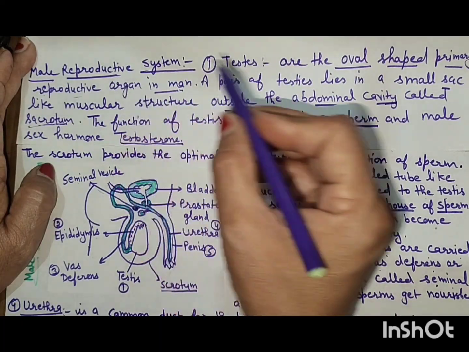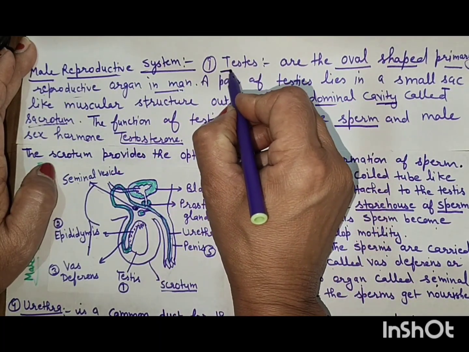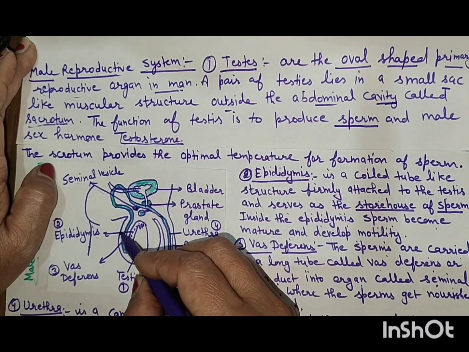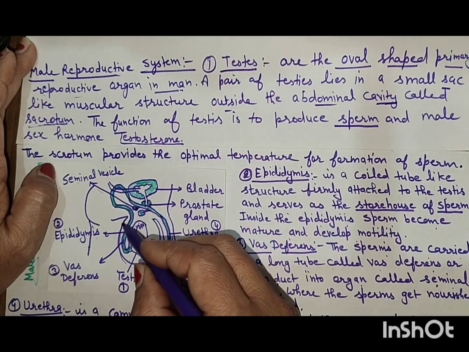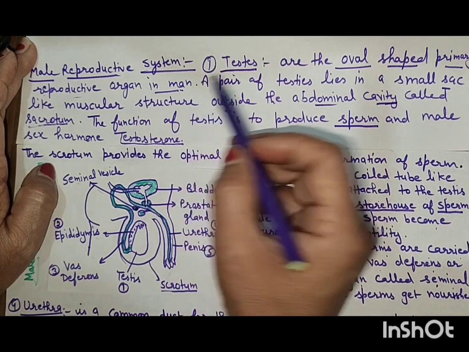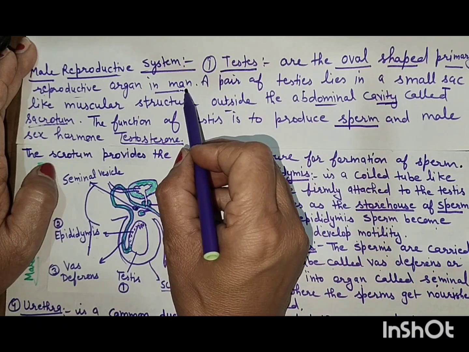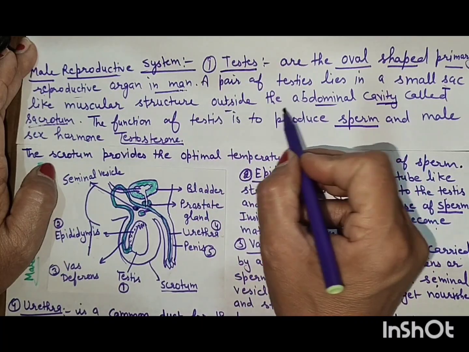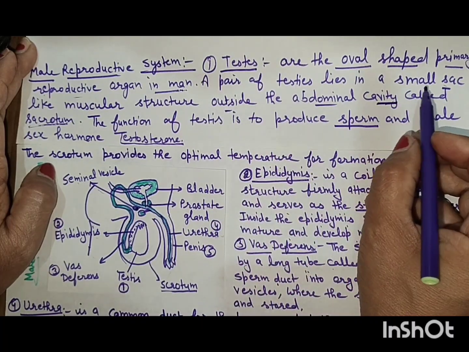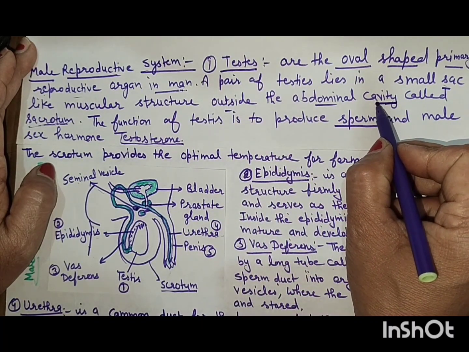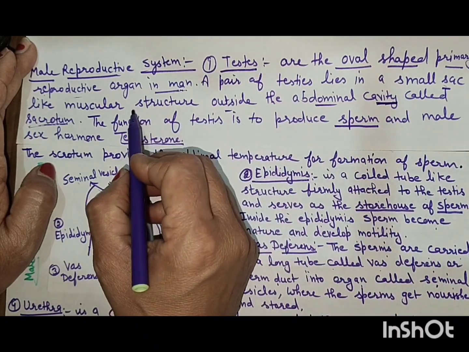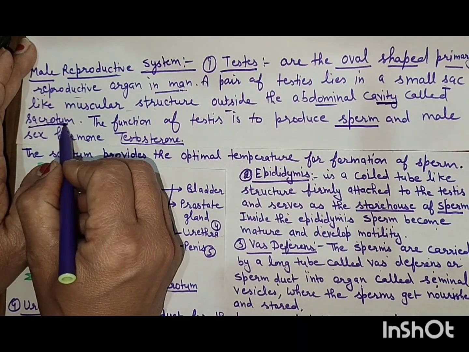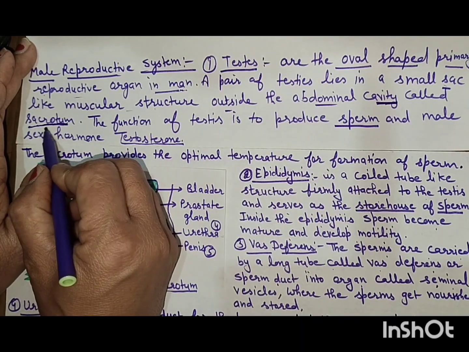Male reproductive system. The first part is the testes. Testes are the oval-shaped primary reproductive organ in the male body. A pair of testes lies in a small sac-like muscular structure outside the abdominal cavity, and this muscular structure is called the scrotum.